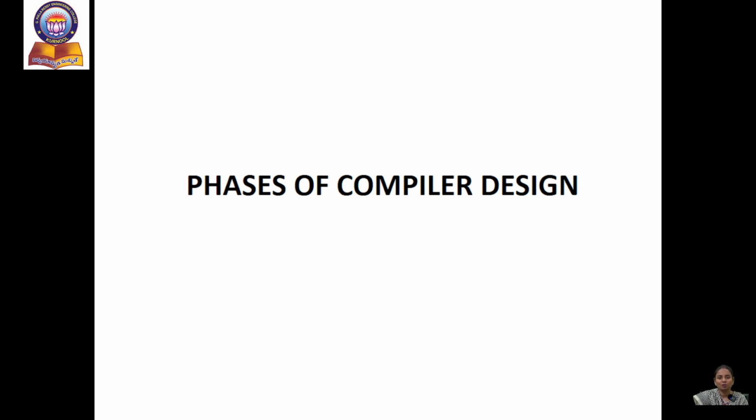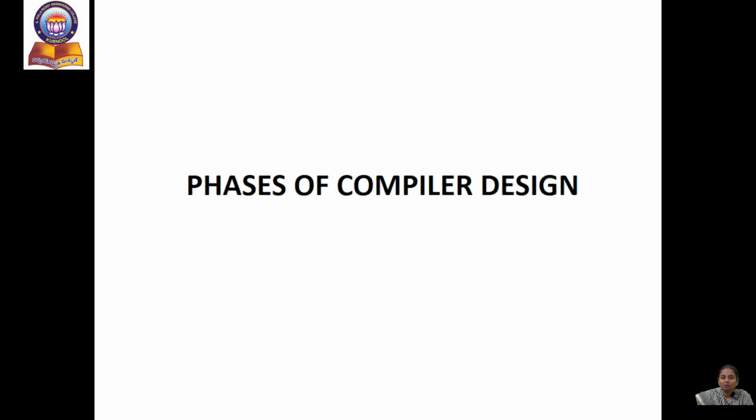I am going to explain about phases of compiler design. First, let me discuss what a compiler is. A compiler is a program which translates the source code given by the user and converts it into the low-level language which can be understood by the machine, and it can identify errors, whether the user has written the program completely following the rules of the programming language or not.